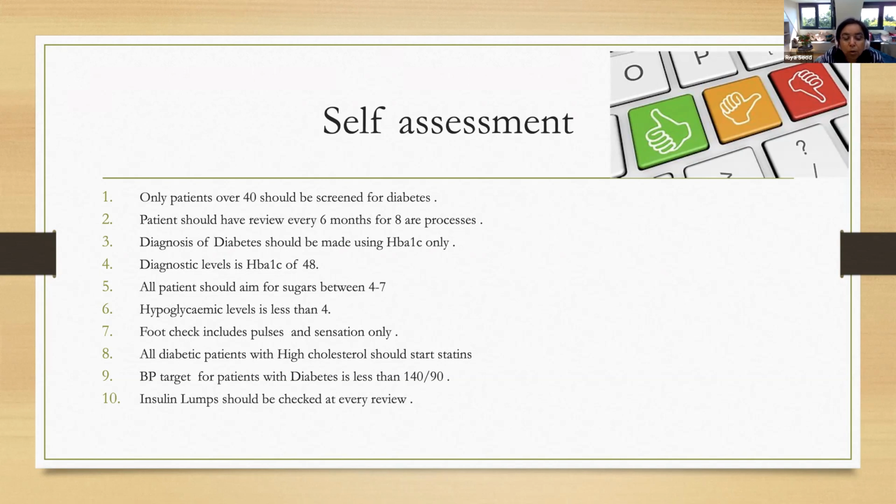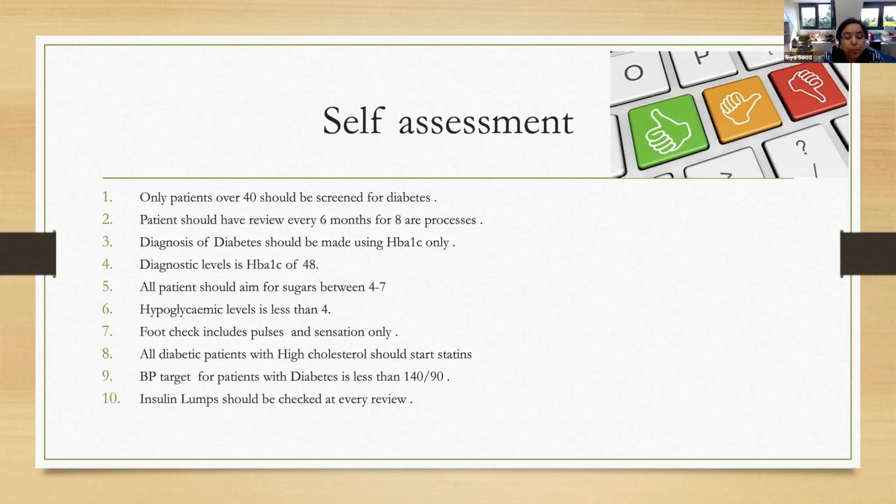The next is all patients should have sugars between 4 and 7. Well, no, not really, because the target depends on the patient who's sitting in front of you, and that could vary. Ideally between 5 and 7, but that target could vary. It depends on the patient's personal circumstances and other comorbidities as well. It could be higher, can't be lower, it could be higher.